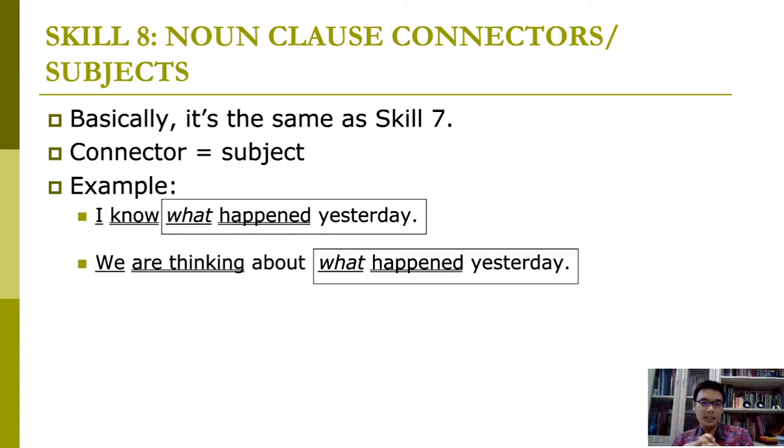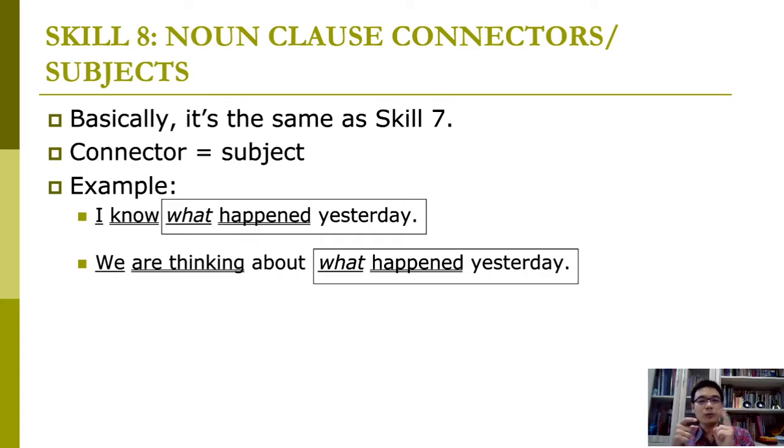Let's take a look at the example. I know what happened yesterday. What happened yesterday is the noun clause. It is the object of the verb know. Remember that the noun clause must have one subject, one verb. What is the subject of the clause? It is what. What is the verb? It is happened.